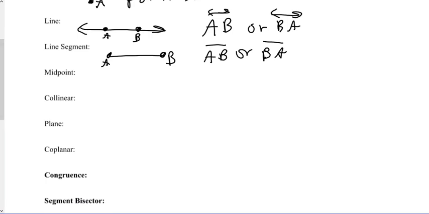Now, a midpoint is exactly what it sounds like. If I take this line segment, AB, and I go to the exact middle, and I put a point, so that this segment is equal to that segment. Get rid of that, so it's not confusing. Those two segments are equal to each other. That's what those little hash marks mean. Okay? C is the midpoint. It's the point that cuts the segment in half. It's the middle point.